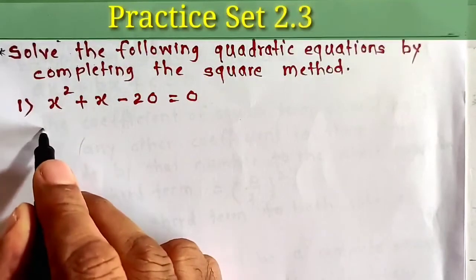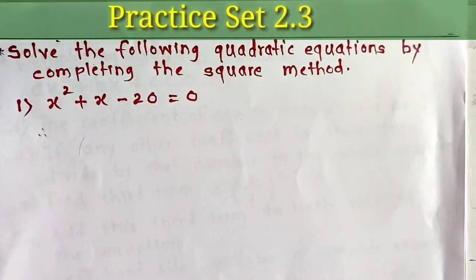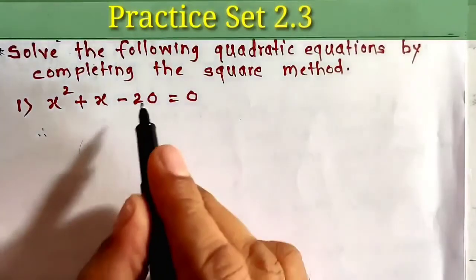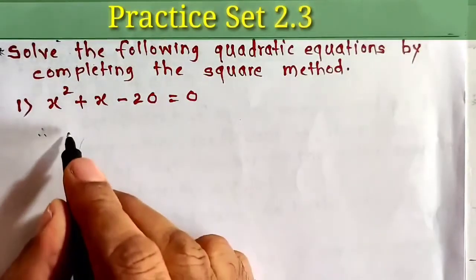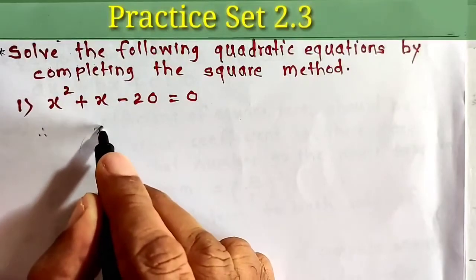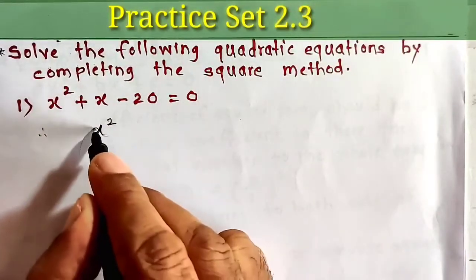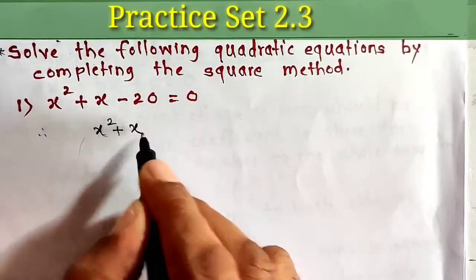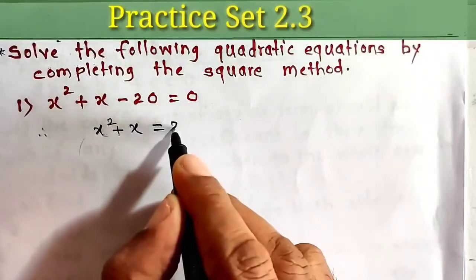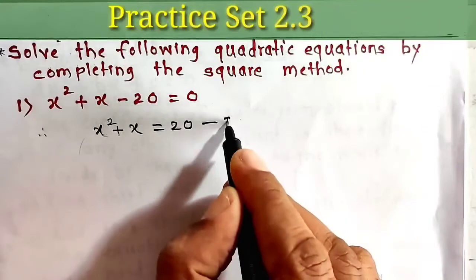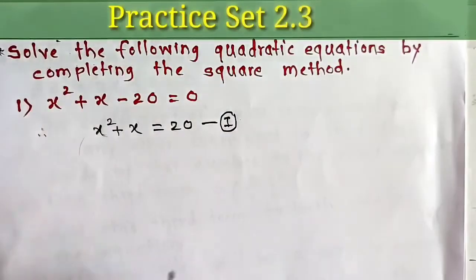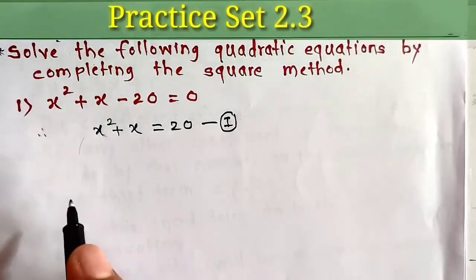Second step, write the constant term to the right hand side. Which one is the constant term? 20. So transfer this term to the right hand side. So x square plus x is equal to minus 20, which becomes plus 20. This is our step number 1 or equation number 1.